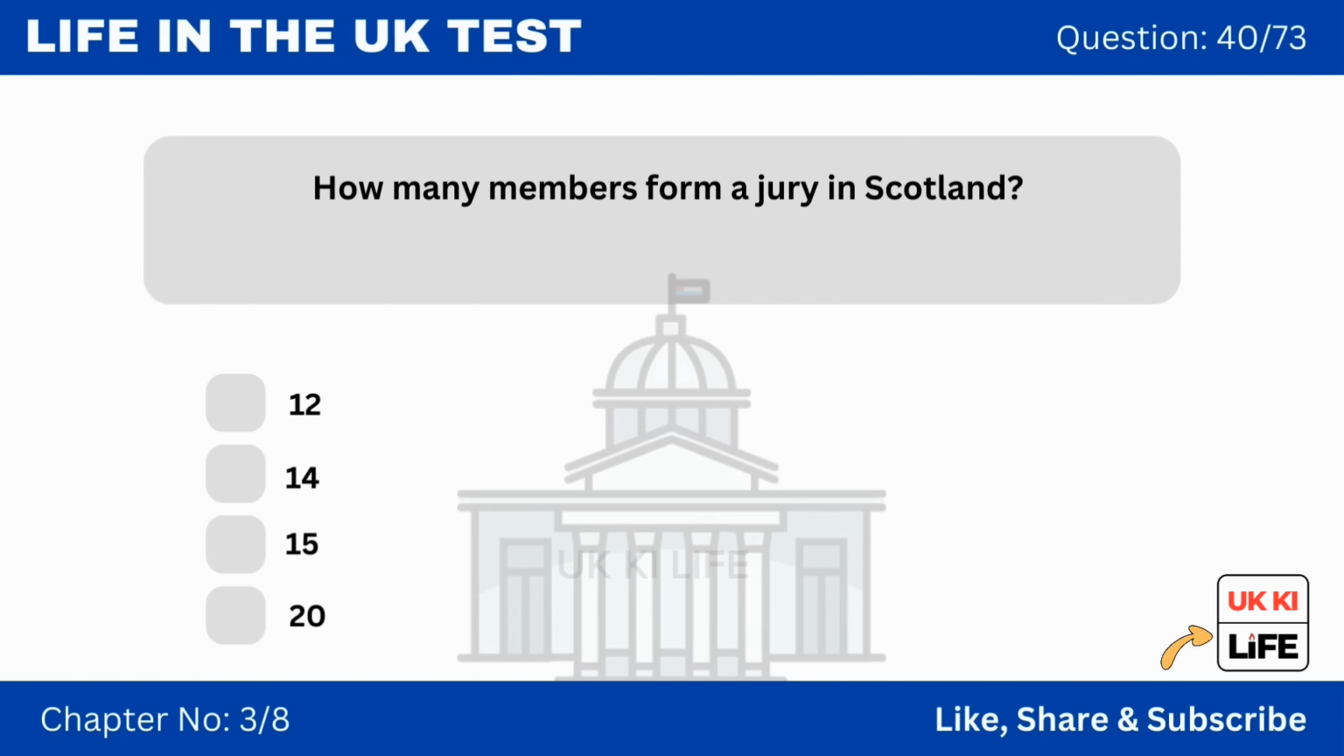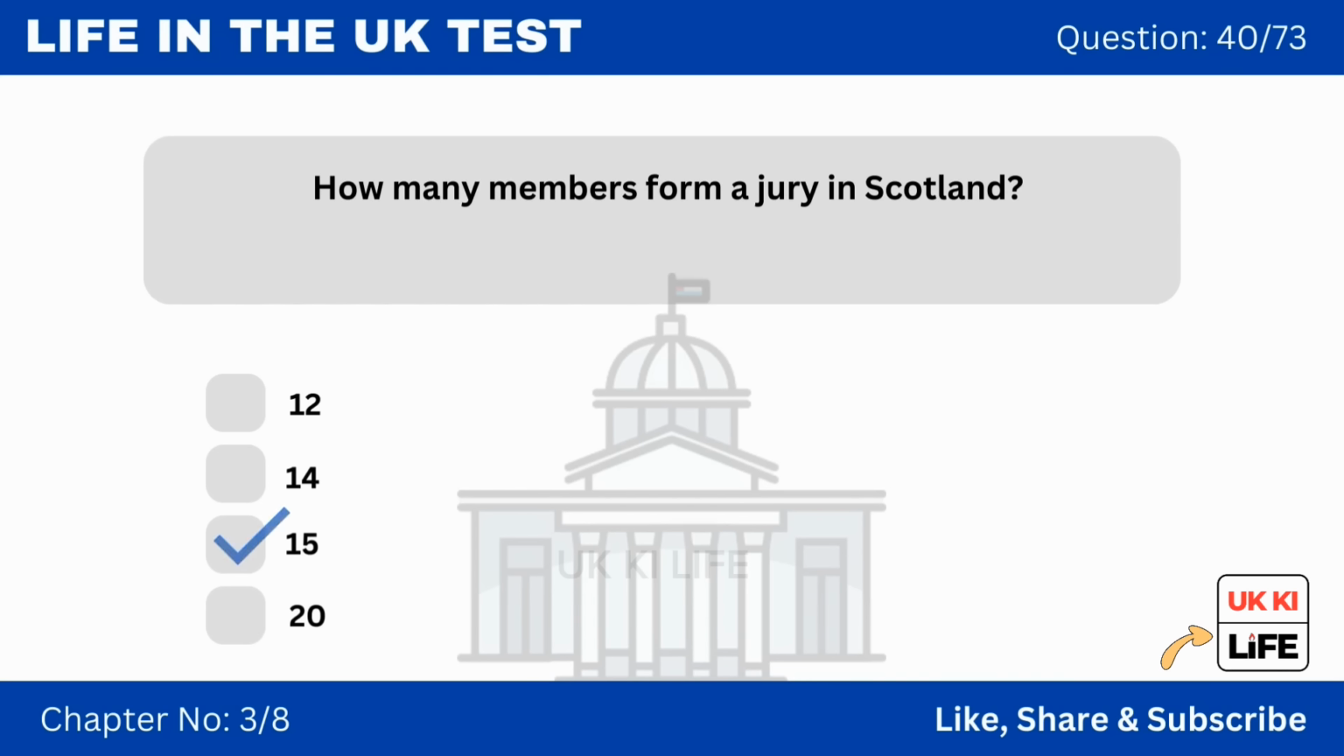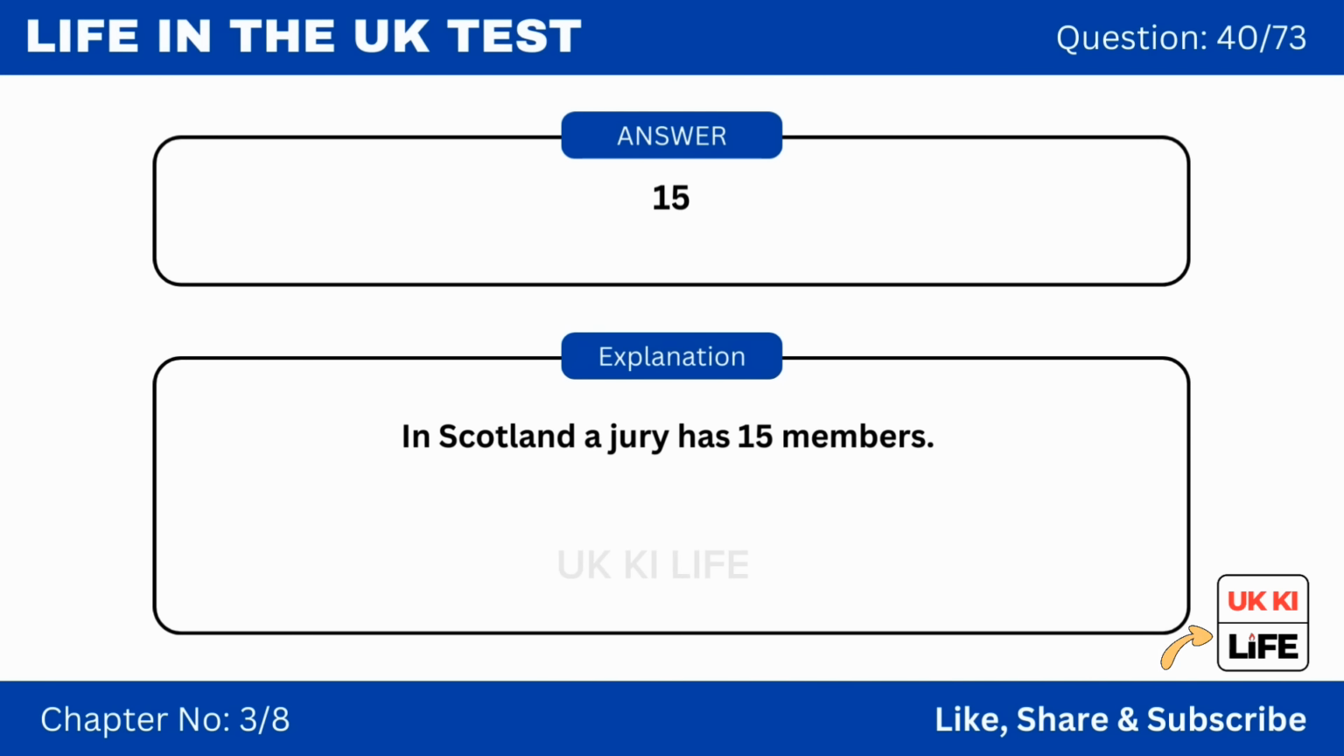Question 40. How many members form a jury in Scotland? 12, 14, 15, 20. The correct option is C. Explanation. In Scotland, a jury has 15 members.